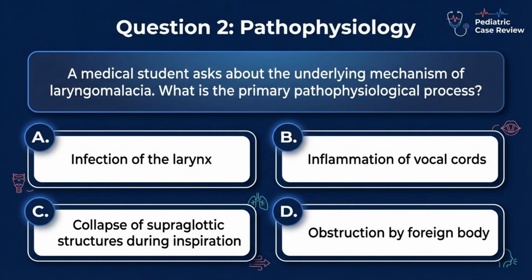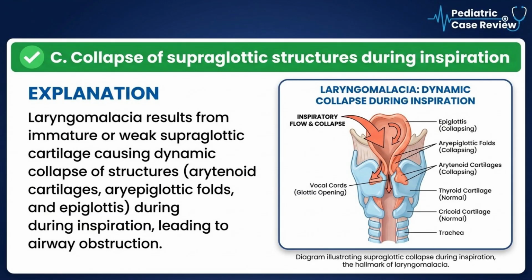Question number 2 focuses on pathophysiology. A medical student asks about the underlying mechanism of laryngomalacia. What is the primary pathophysiological process? Option 1, infection of the larynx. Option 2, inflammation of the vocal cords. Option 3, collapse of supraglottic structures during inspiration. Option 4, obstruction by a foreign body. The correct answer is option 3, collapse of supraglottic structures during inspiration.